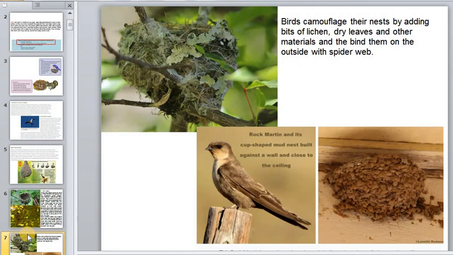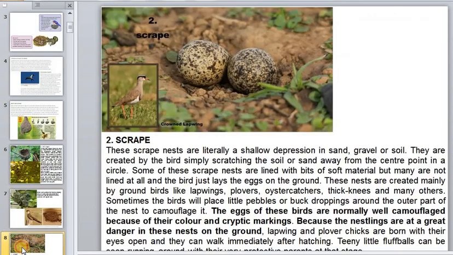Of course, you see here even a spider web for camouflage and to keep it all together, and birds camouflage their nest by adding bits of lichen, dry leaves and other materials. And here this bird has a cup-shaped mud nest. Here we see this under the roof against a wall and close to the ceiling, and of course it's a very interesting model.